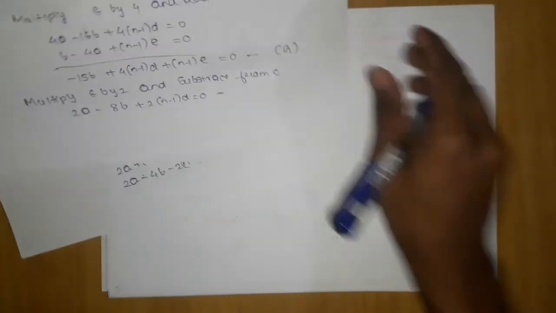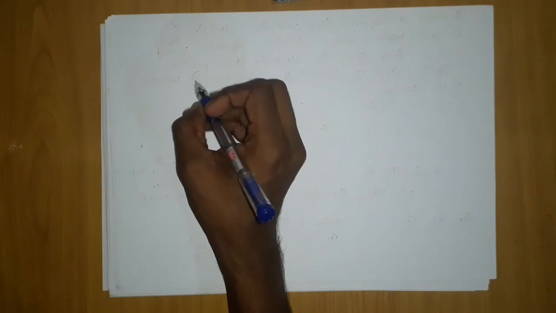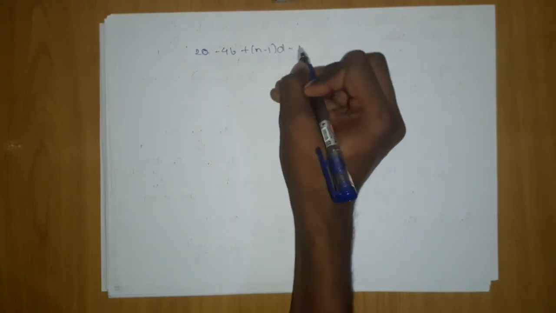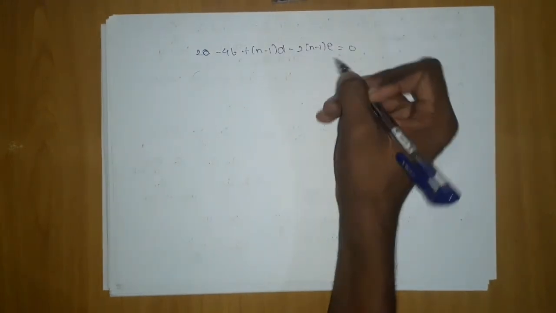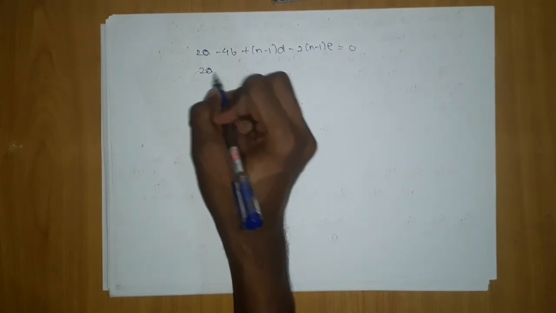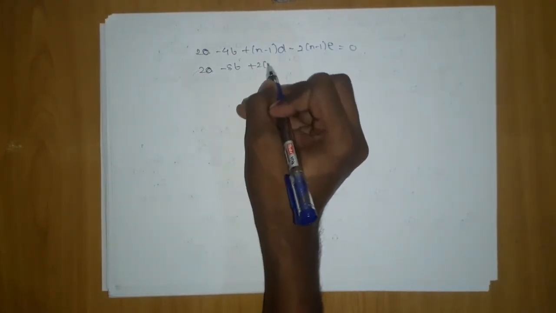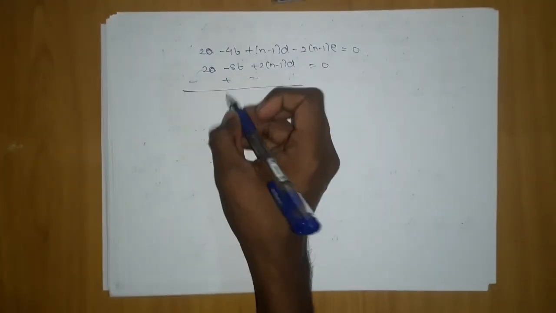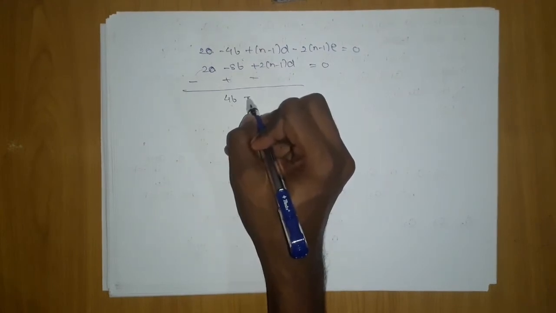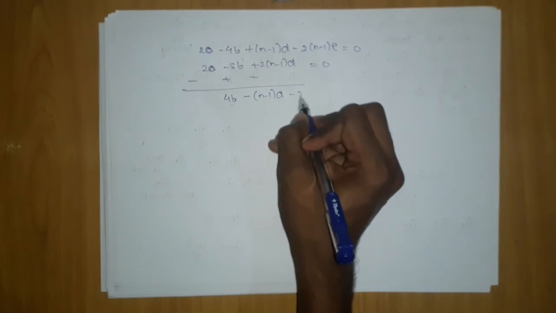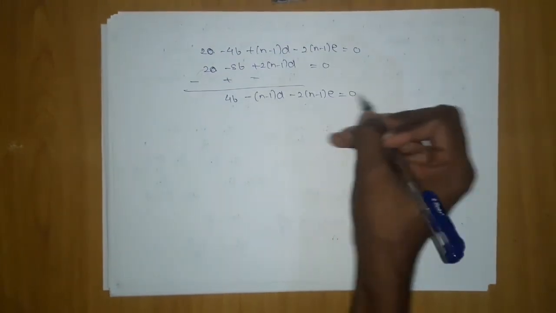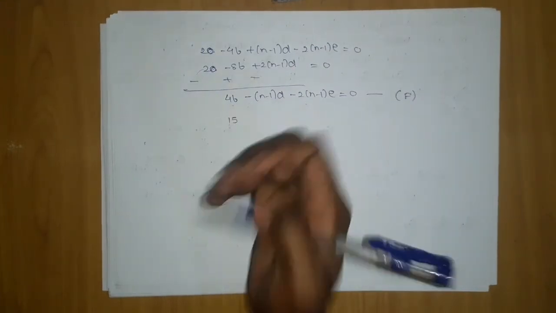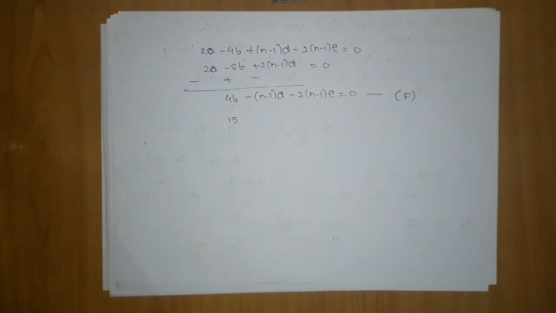So let's do it on the next page. I have 2a minus 4b plus (n minus 1) into d minus 2(n minus 1) into e equals 0. I am going to subtract 2a minus 8b plus 2(n minus 1) into d equals 0. Subtracting, the signs are positive, negative. Here this will cancel out, giving 4b minus (n minus 1) into d minus 2(n minus 1) into e equals 0. This is my f equation. My g equation was 15b, so I am left with b.